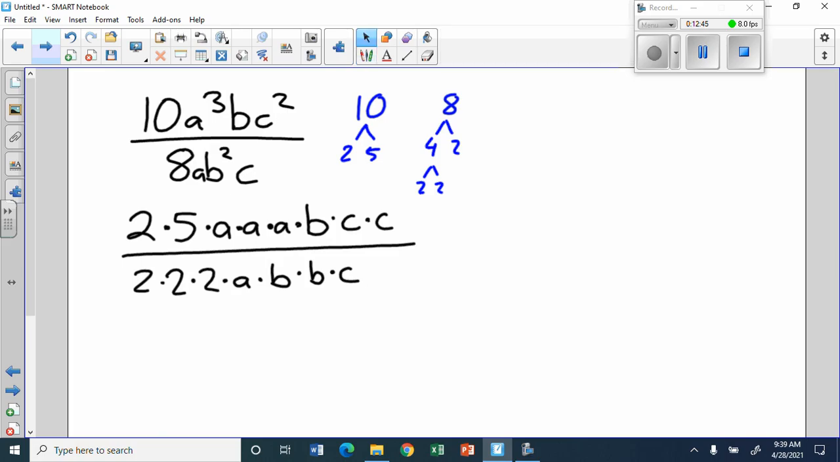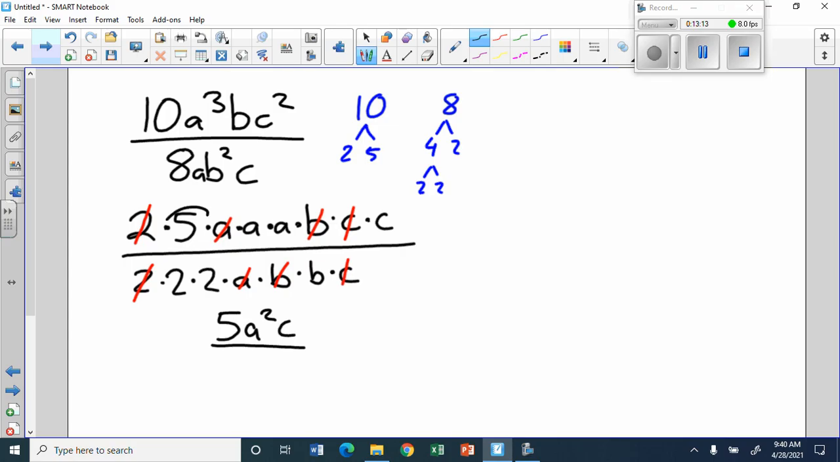So if I write out all my factors, I get that. I'm going to use red just so we can see what cancels. This 2 and this 2 cancel. This a and this a cancel. This b and this b cancel. This c and this c cancel. There's no other pairs that I can pair up from top and bottom. So my final answer is 5a squared c over 4.